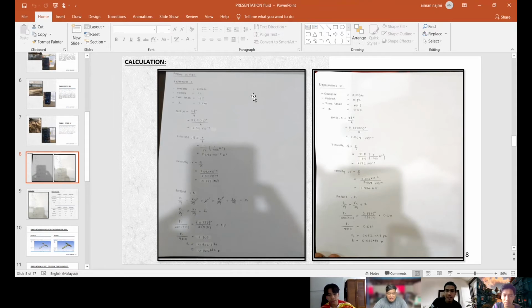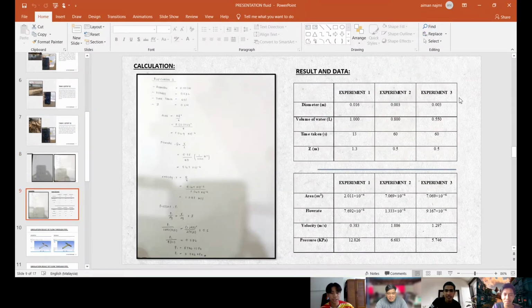Next slide, Aiman. Next slide. Okay. So this is the data that we have collected from experiment 1, experiment 2, and experiment 3. So this is the result that we get. Continue, Aiman.